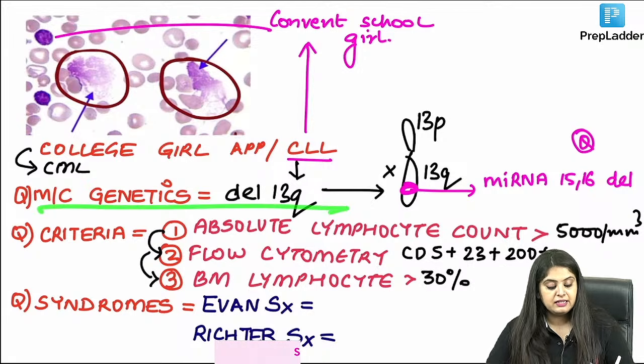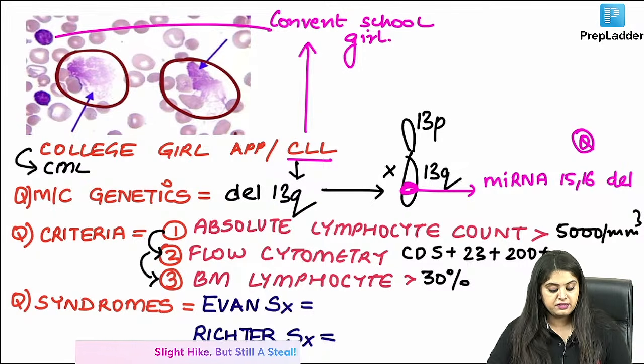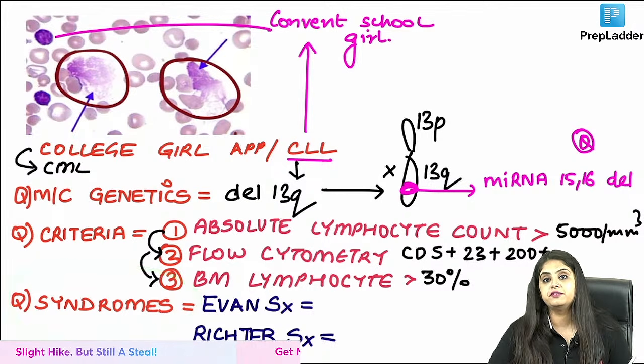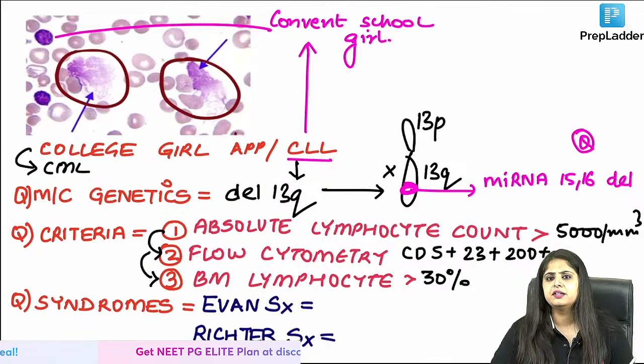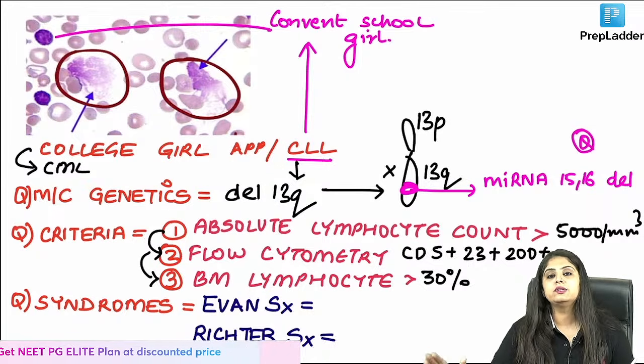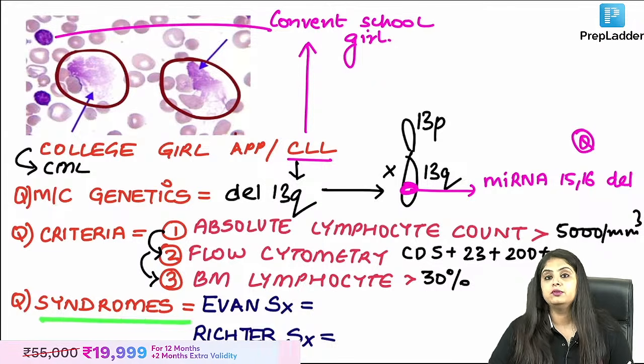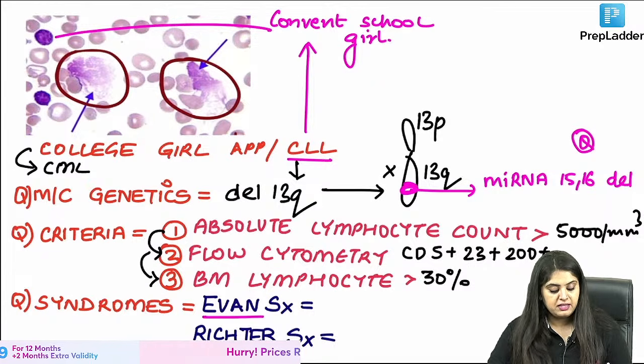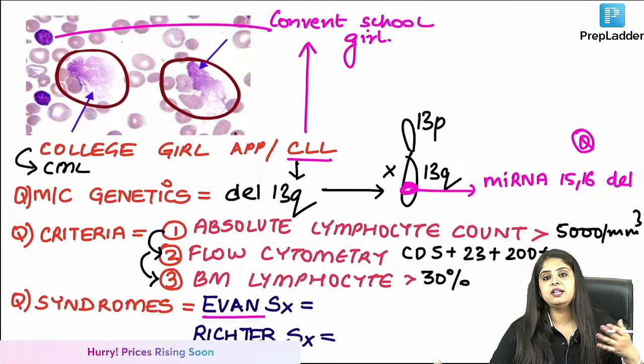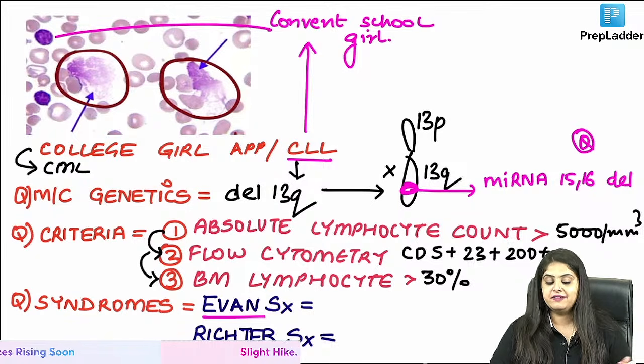Now coming back, after genetics is done, what all syndromes can a person suffer from? Right now I'm not going into other things. After CML, I will tell you which one was for FISH and which for PCR, etc. Now I come to syndromes. What is Evans? Ma'am, Evans is everyone's syndrome, Evans syndrome.